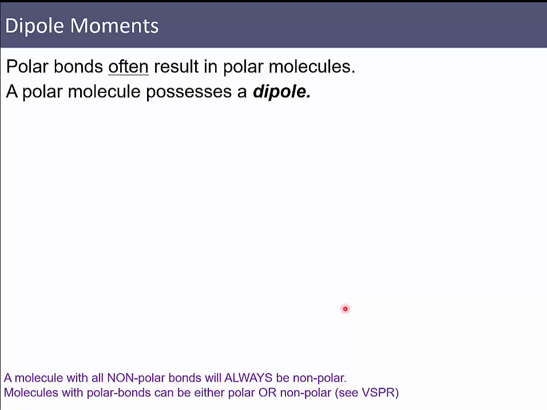So those are those molecules that are able to orient themselves in a magnetic field or an electric field where you've got a partial positive end and a partial negative, and there are lots and lots of polar molecules. Water, for example, is a polar molecule.